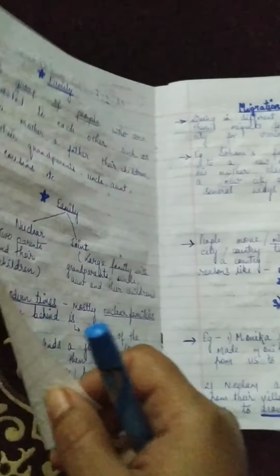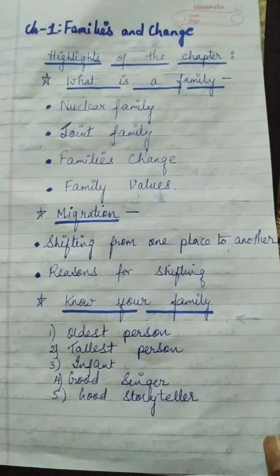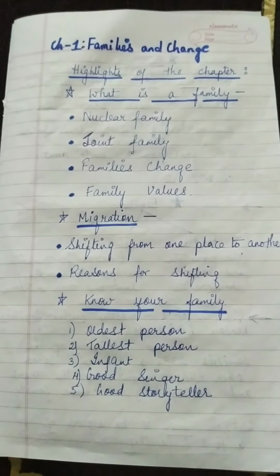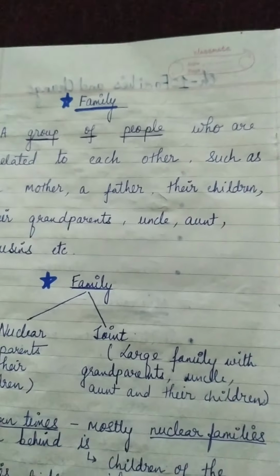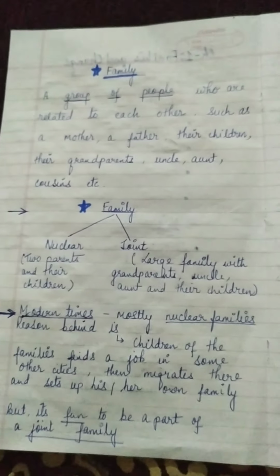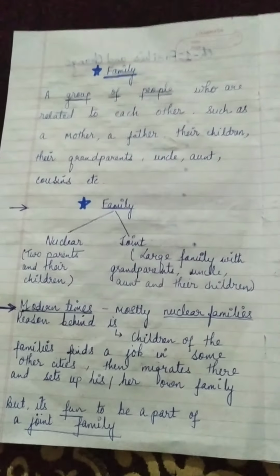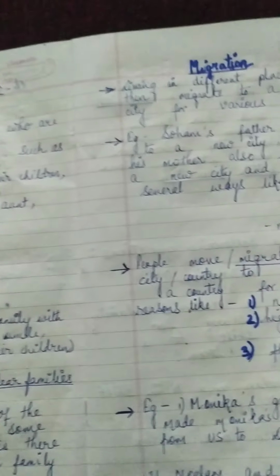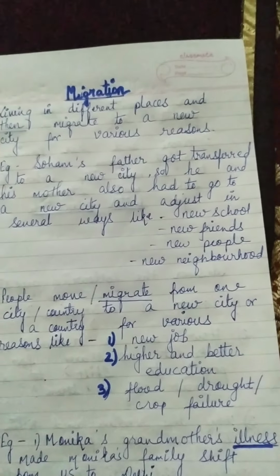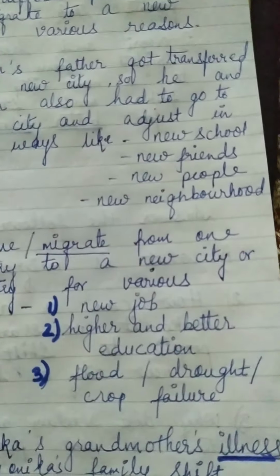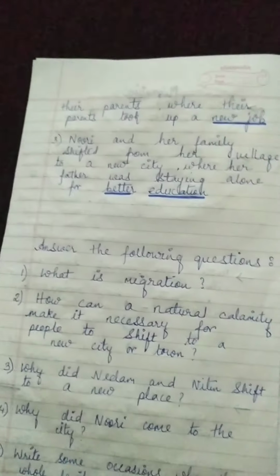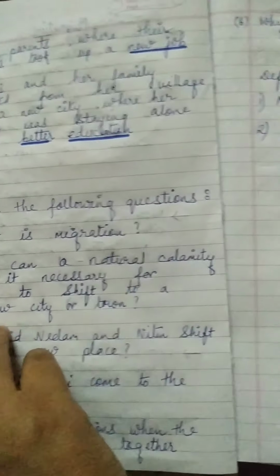Okay, again I am showing you these highlighted points for your reference so that you can prepare the questions well. The definition of family, the types of family, and definition of migration, the examples from your textbooks, and the causes of migration, here it is there, and the question answers and the definitions.